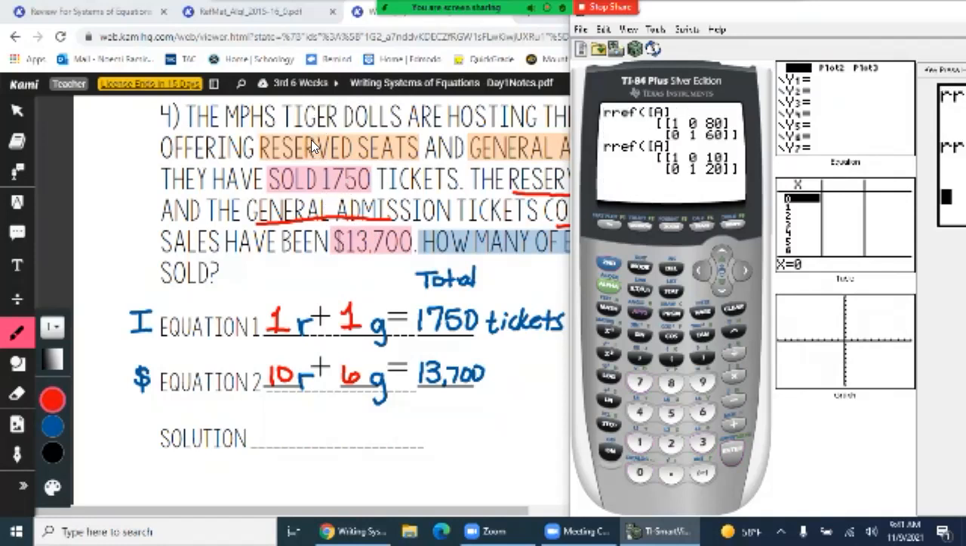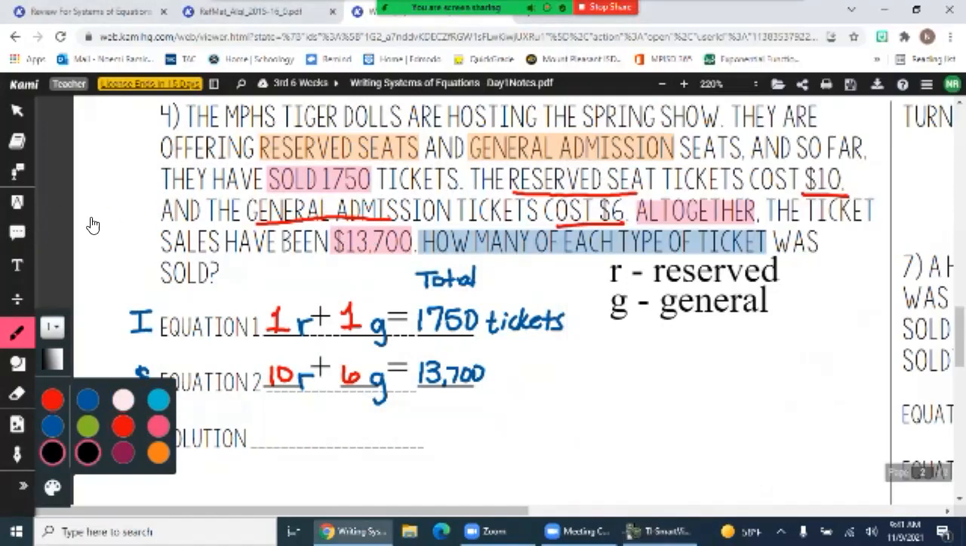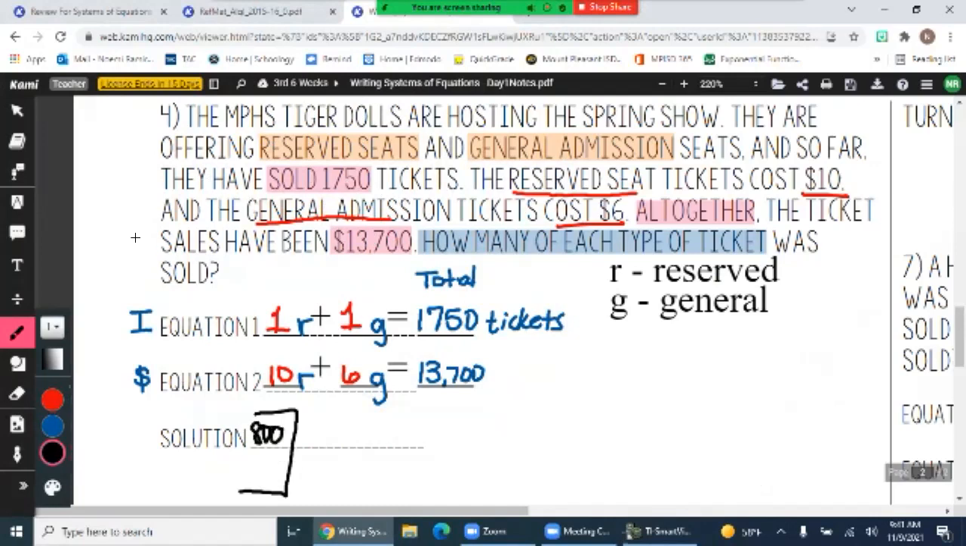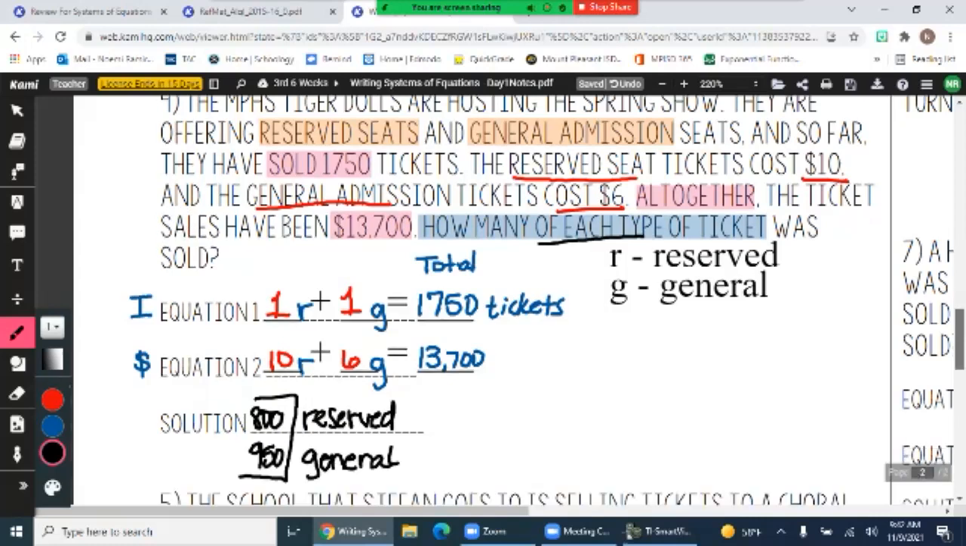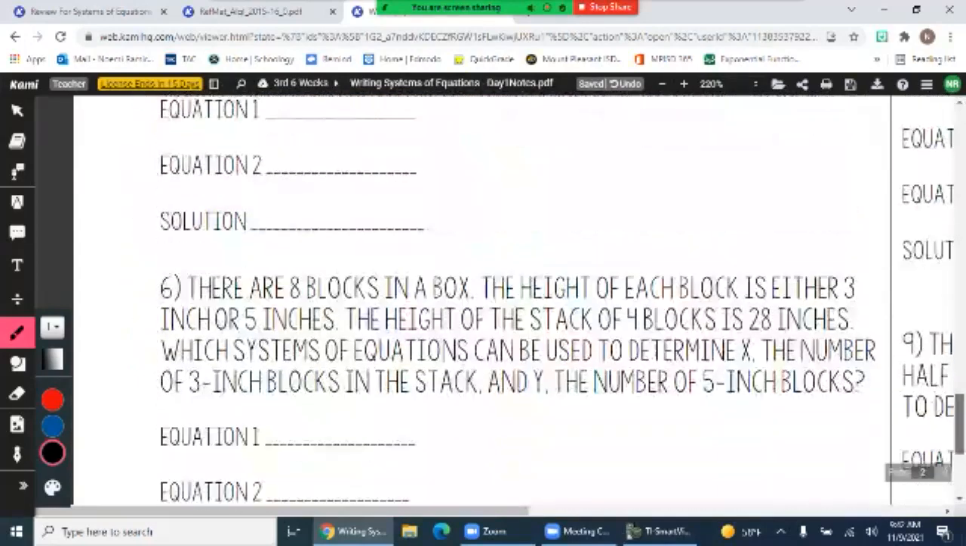So second quit, which is the most missed step. Go over to math, B, rref, enter. And then you get 800 and 950. Now top number 800 goes with the first variable. So the first variables are, how many of each type of ticket? So we sold 800 reserved and 900 general. Okay. All right, one more.